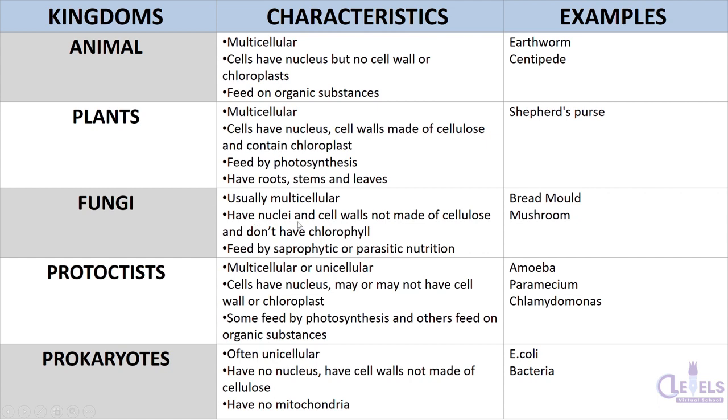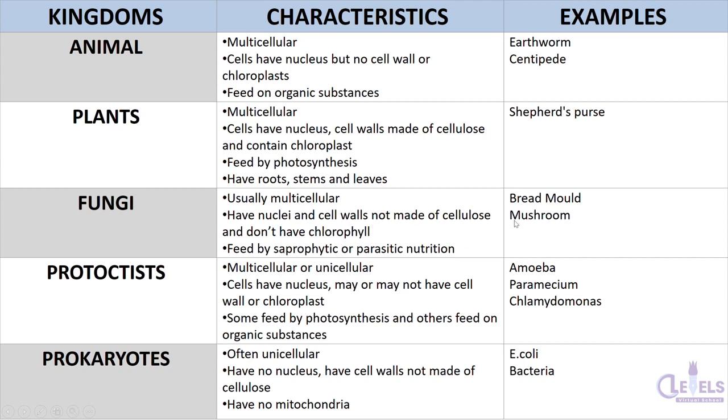Fungi are usually multicellular. They have nuclei with cell walls not made of cellulose. So fungi have cell walls like plants, but these cell walls are not made of cellulose, and they don't have chlorophyll. When we think of fungi, just think of a mushroom. Mushrooms aren't usually green, but they are somehow plants, right? They grow in the soil, so we think of them as plants, but they're not plants. They have cell walls not made of cellulose, and no chlorophyll because they're not green.